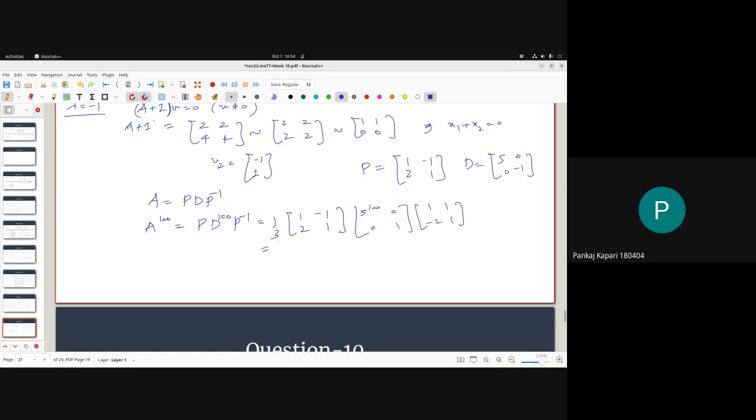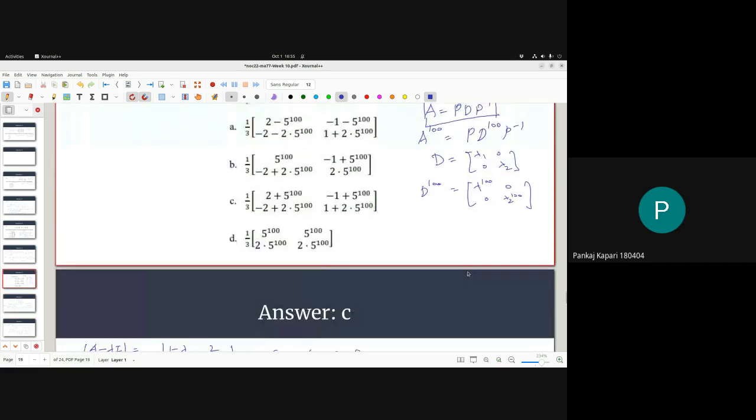If you multiply all these matrices, then you will get 1 by 3 into 2 plus 5 to the power 100, minus 1 plus 5 to the power 100, minus 2 plus 5 to the power 100 times 2, and 1 plus 2 times 5 to the power 100. So this is our answer. This is A to the power 100. The C is the correct option here.